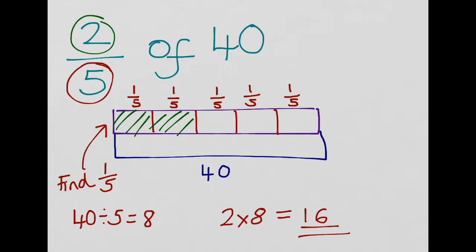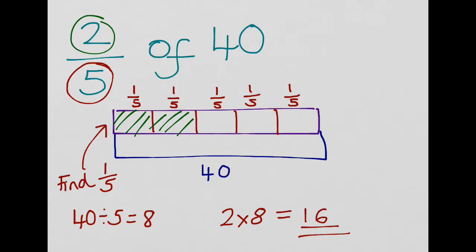And I'm just going to draw your attention to something else here now. 40 is a whole, that's the whole amount, and 2/5 is less than a whole. My answer 16 is less than 40, which is correct. And you need to start thinking about, is my answer reasonable? If that answer was more than 40, you would know it's wrong.